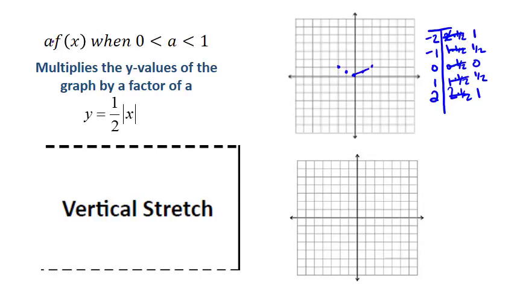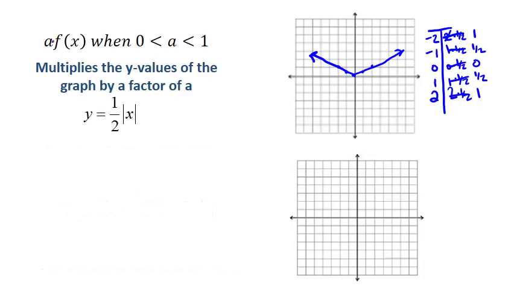See how it looks like it widened our absolute value? We call that a vertical compression. It's compressed that V down. It's almost squished it and widened it. So again, when you have a value being multiplied out front, you multiply all the y values by that.